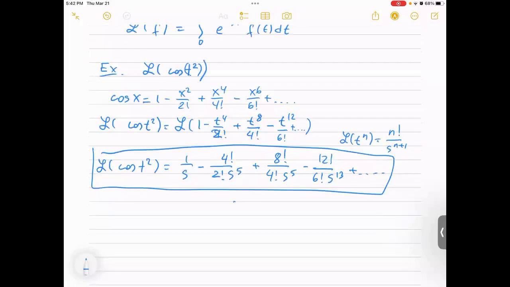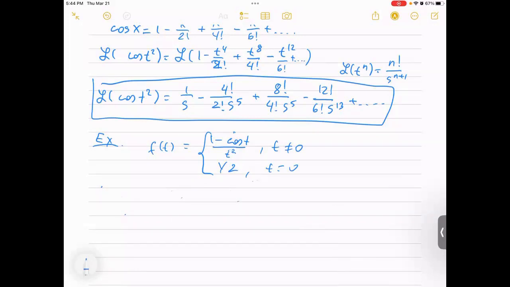Maybe I'll do one more example. Let's say we want to find the Laplace transform of the function f of t, which equals 1 minus cosine t divided by t squared when t is not equal to 0, and 1/2 when t equals 0. So to calculate the Laplace transform of this function, we switch to our power representation of cosine t, which is 1 minus t squared divided by 2 factorial plus t to the 4 over 4 factorial minus, and so on, divided by t squared.